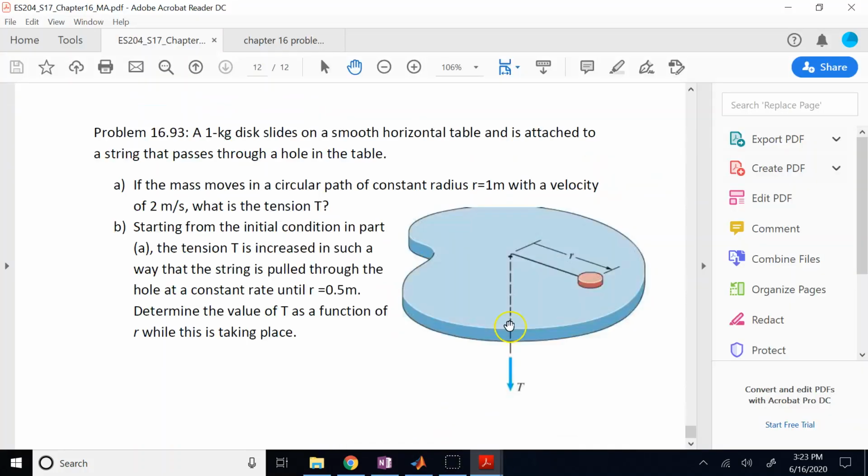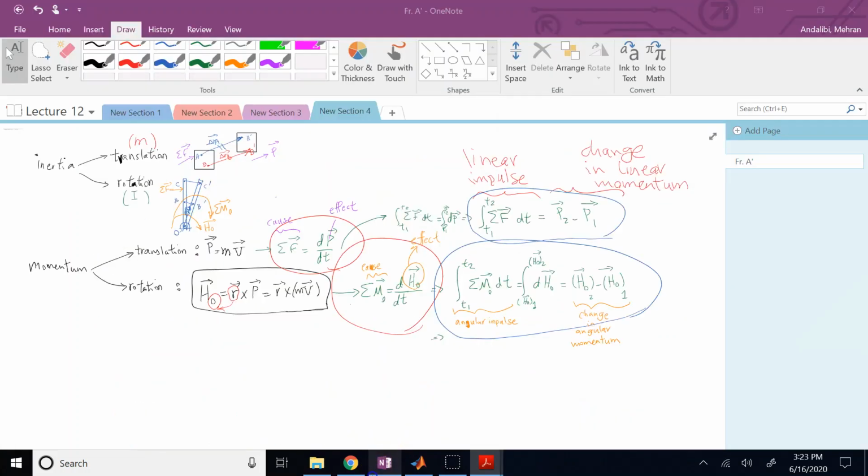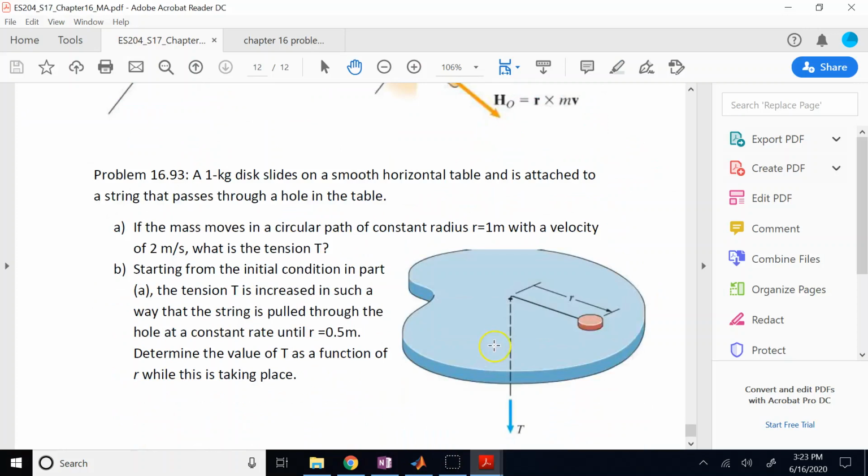So now that we have seen this topic, there is one simple problem that we can solve before this lecture ends, and that is problem 1693. So you might wonder, okay, where can I use any of these two equations, especially this new one, principle of angular impulse, angular momentum, where can I use that in any particles problem? So that's one example here.